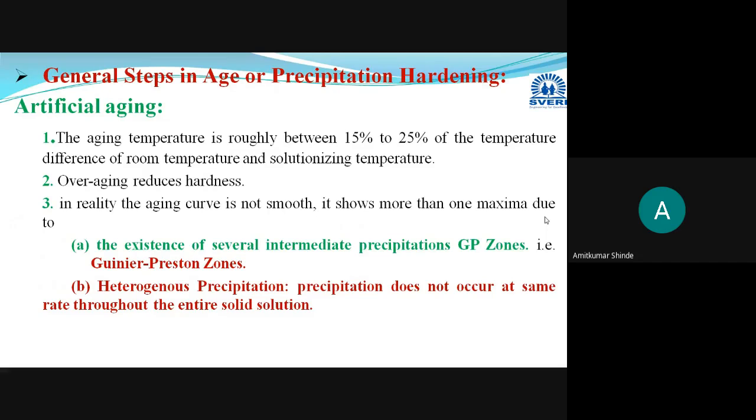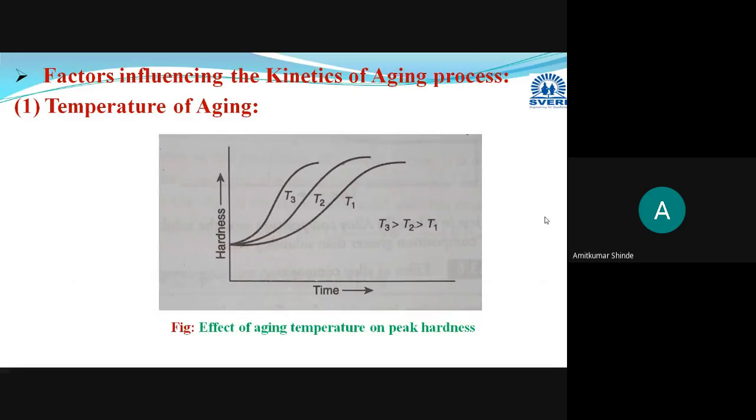So these are the different steps in age hardening. After these stages, there are certain factors which affect the kinetics of the aging process. Kinetics is nothing but the speed, or the time required, for the aging process. There are four factors. The first factor is the temperature of aging. Whichever factor I have selected, temperature here, what will be its effect on the aging curve that I have shown here.